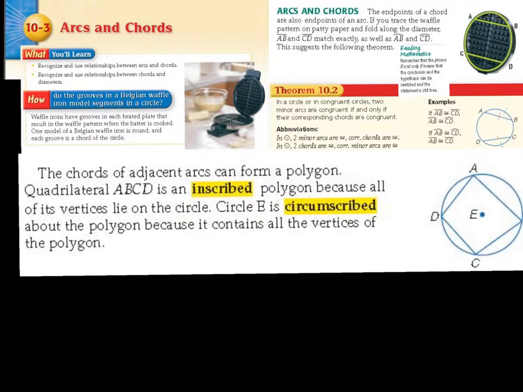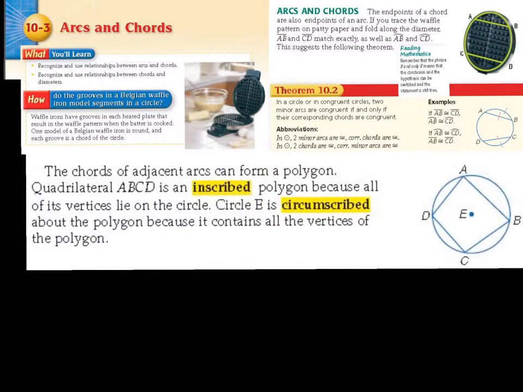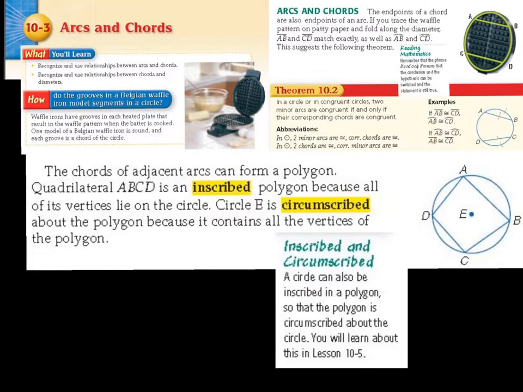The chords of adjacent arcs can form a polygon. Quadrilateral ABCD is an inscribed polygon because all of its vertices lie on the circle. Circle E is circumscribed about the polygon because it contains all of the vertices of the polygon. Spoiler alert, a circle can also be inscribed in a polygon, so the polygon is circumscribed about the circle. You will learn about this in Lesson 10.5.